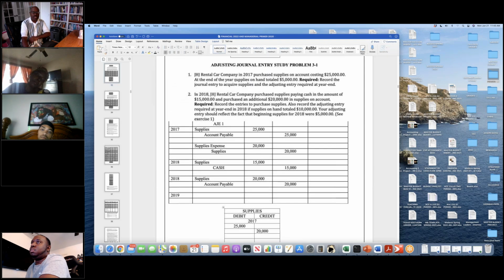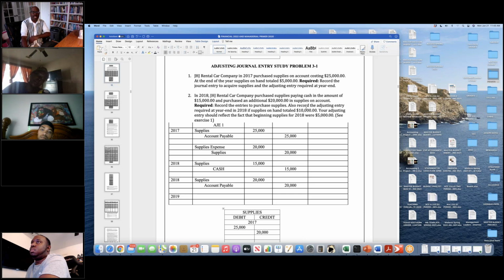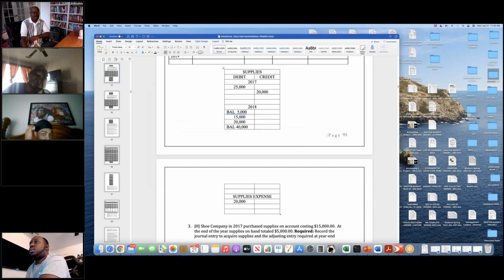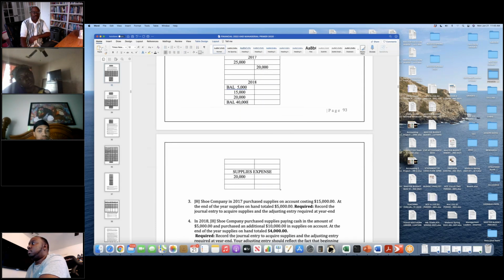When we look up here, what does it tell us? What's the ending amount in supplies now? 10,000. So it's telling us the balance in this account is going to be 10,000. So the supplies account is going to have 10,000 in it.